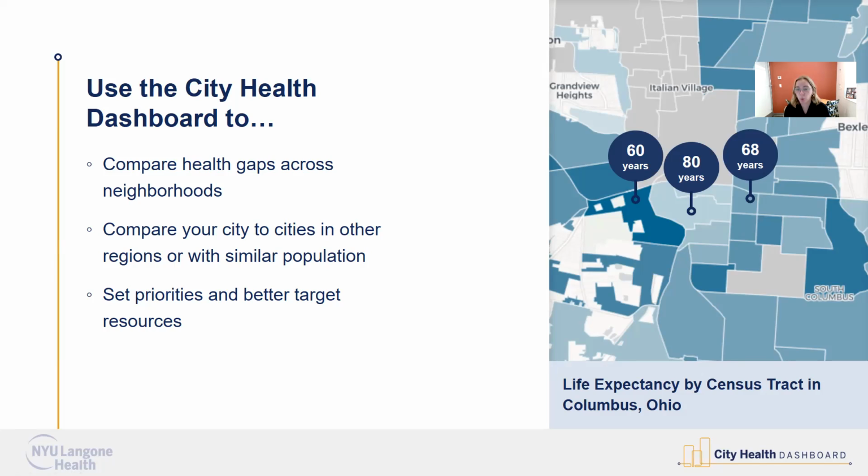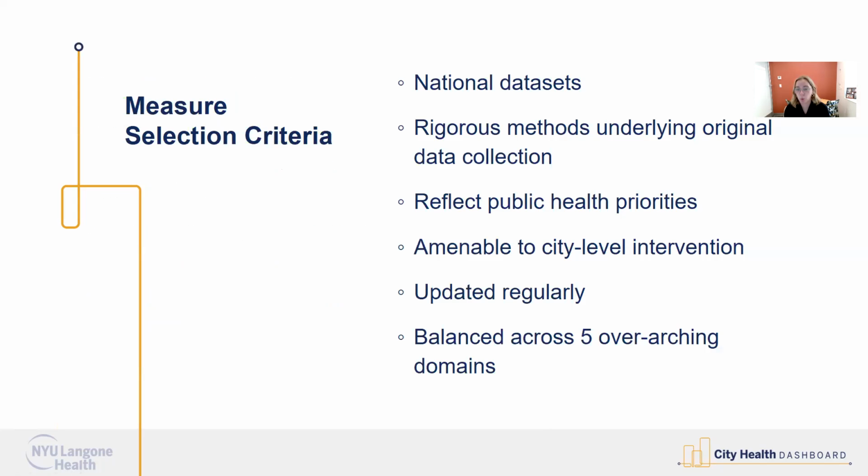Especially as more ARPA funding starts coming out to cities over the next couple of months, tools like the dashboard that provide really rigorous data and very granular visualizations can help us use our resources most effectively. And when we were choosing our measures, we wanted to create a rigorous selection of methods that not only reflected public health priorities, but were also amenable to city-level intervention.